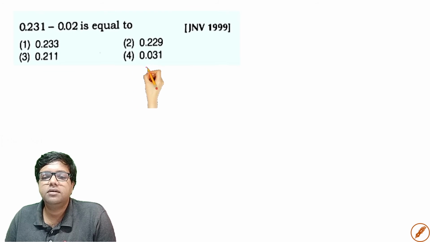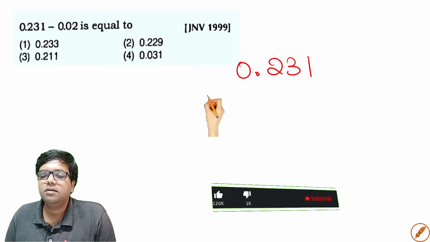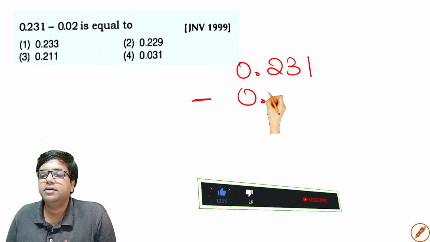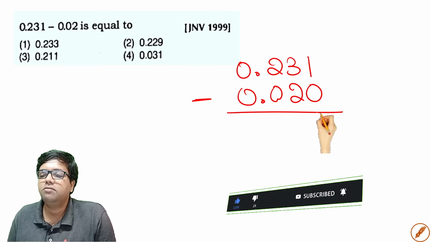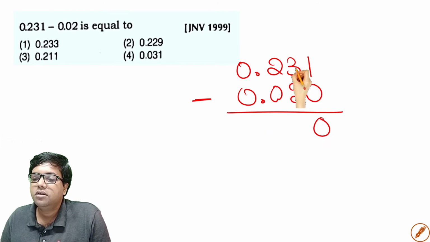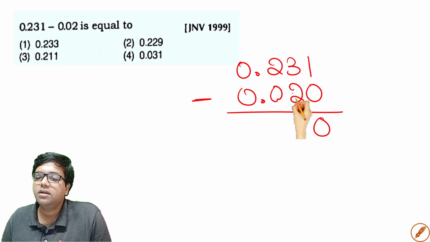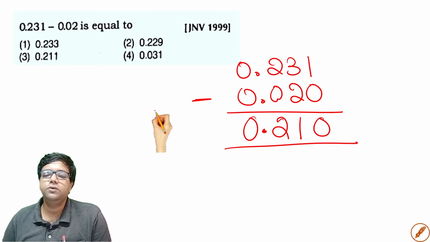Okay, this is very simple. 0.231 minus 0.02, and if nothing is there, we'll keep a 0. We need to do the subtraction. 1 minus 0 is 0. 3 minus 2 is 1. 2 minus 0 is 2, and the point will be there. 0 will also be there. So 0.210.